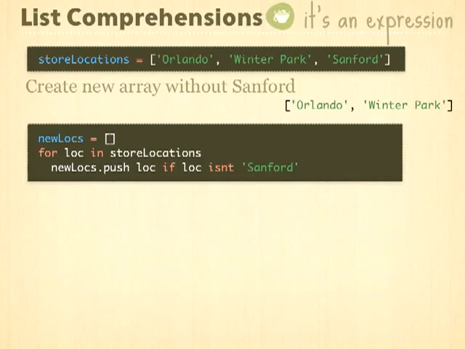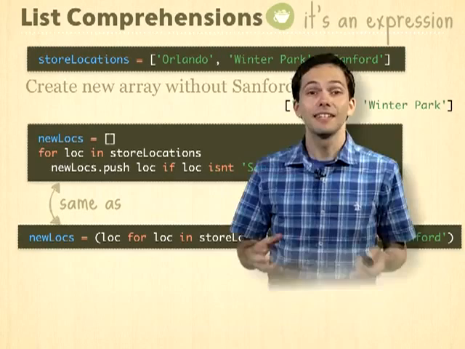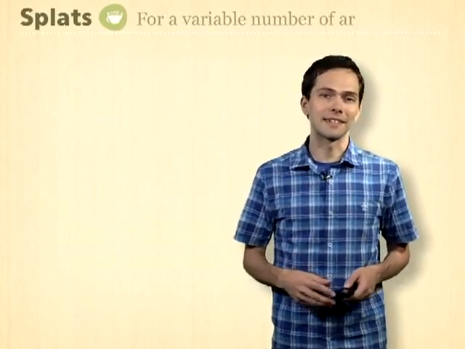However, let's use a list comprehension. So we could also do this by doing location for location in store locations when location isn't Sanford. Now I know this might look a little bit confusing. Feel free to pause the video and let it absorb. But all this is saying is return location for each location where location isn't Sanford. So it's going to return an array that doesn't include the Sanford location. Next up, let's talk about using splats in CoffeeScript.